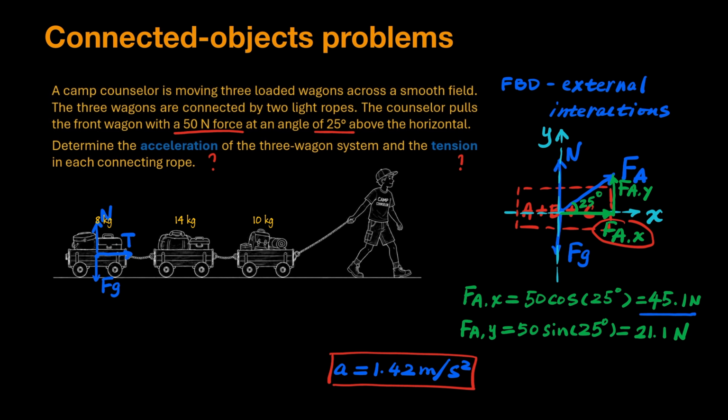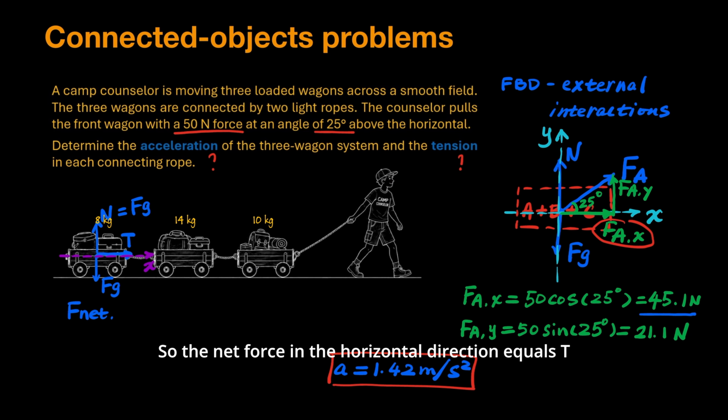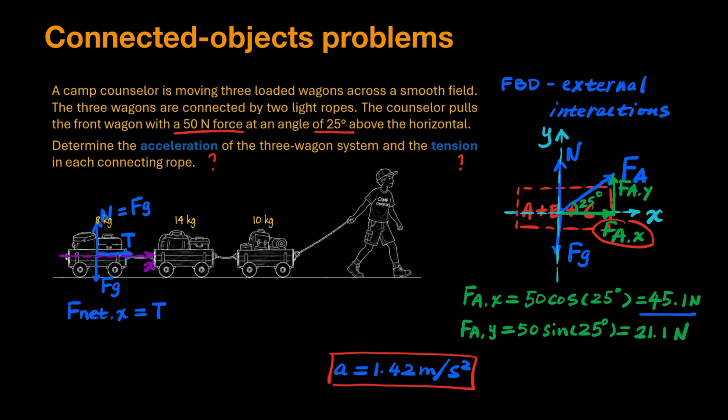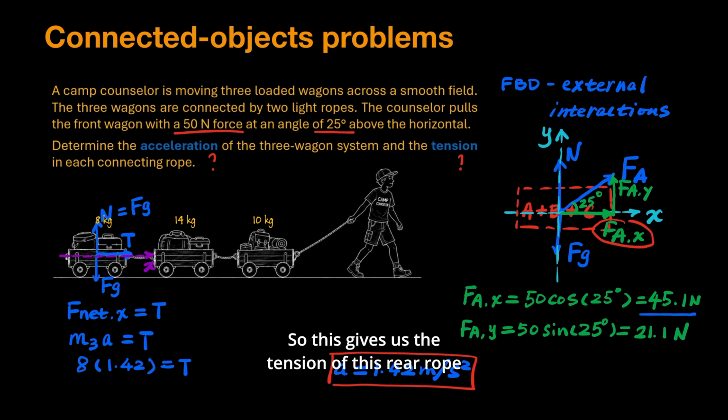The only horizontal force acting on the wagon is T. So the net force in the horizontal direction equals T. Using Newton's second law, the net force in the horizontal direction equals the mass of the wagon multiplied by its acceleration. The mass of the wagon is 8 kilograms, and we already know the acceleration is 1.42 meters per second squared. So this gives us the tension of this rear rope, T equals 11.4 Newton.